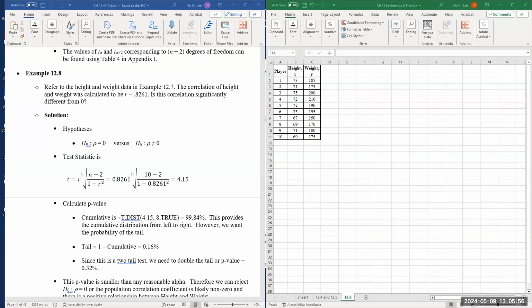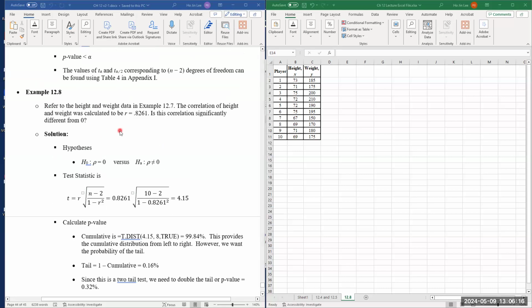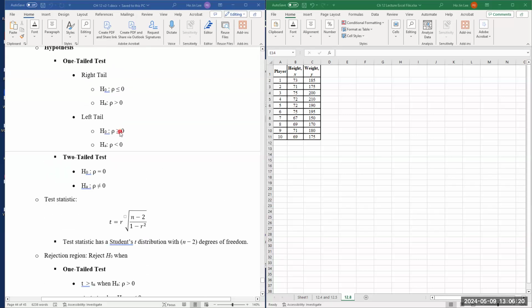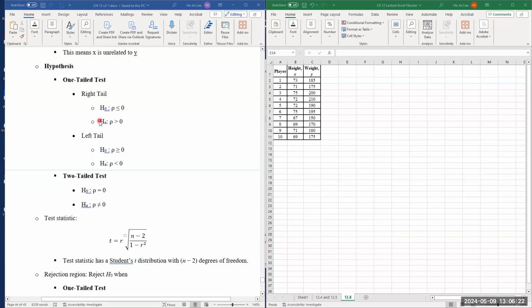Hi, this is my recording of example 12.8, which is basically providing a hypothesis test of rho, the correlation coefficient. This is the tail end, the last part of chapter 12. We learned about hypothesis testing of rho, the true correlation coefficient.